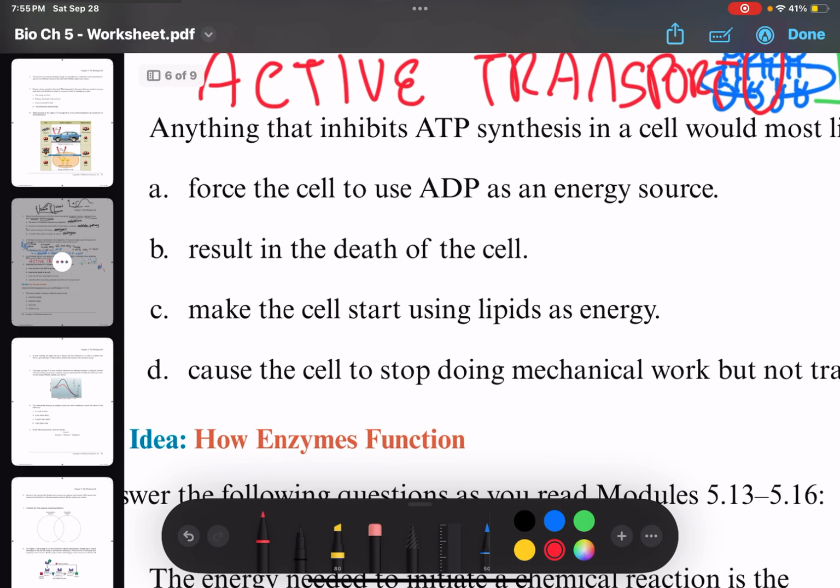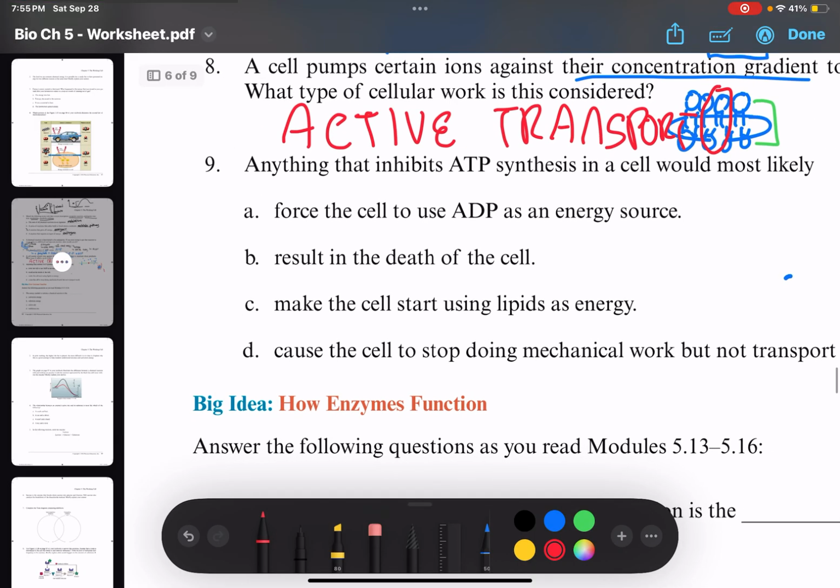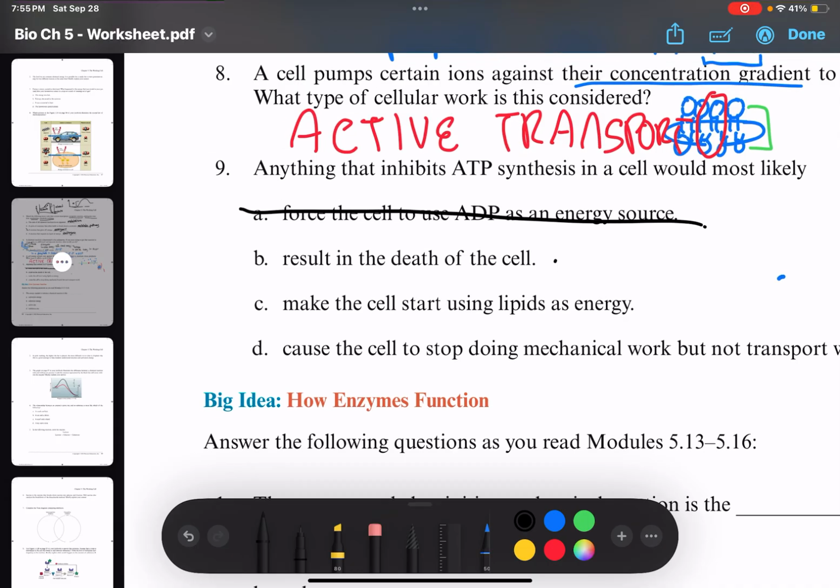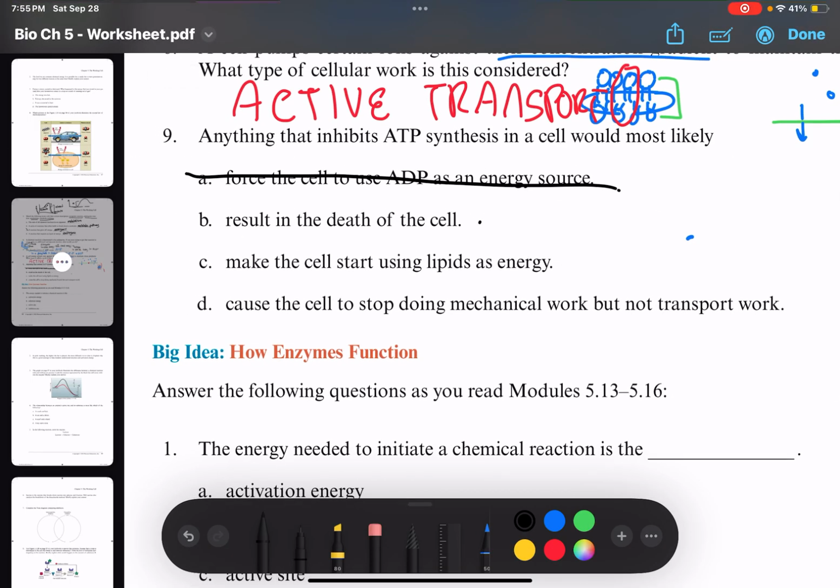All right, let's go to number 9, the multiple choice, finally. Anything that inhibits ATP synthesis in a cell would most likely force the cell to use ADP as an energy source. That can't be the answer. As you already know, ADP is too energetically low to provide any work. Result in the death of the cell. That could be possible. Make the cell start using lipid as energy. Maybe. Cause the cell to stop doing mechanical work, but not transport work. Now, I would say D should be a solid answer. I'm right now going with A or D, a B or a D.